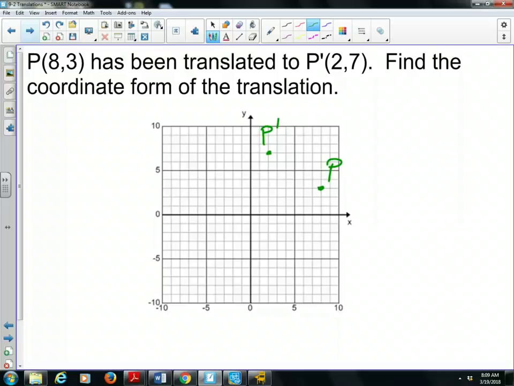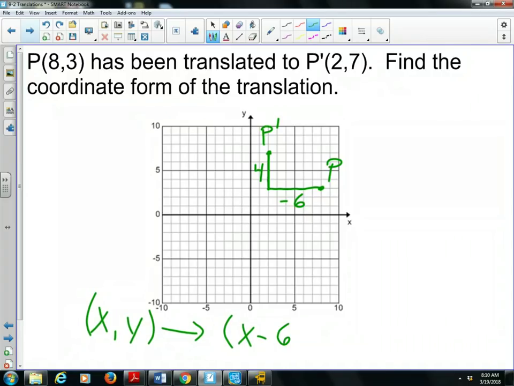So how did I get from P to P prime? I translated it this many units left and this many units up. I had to go 1, 2, 3, 4, 5, 6 units to the left. I had to go negative 6 to the left. And how did I go from here up to here? I had to go up 1, 2, 3, 4. So for every point x, y, the x coordinate, I had to subtract 6. And the y coordinate, I would have to add 4.